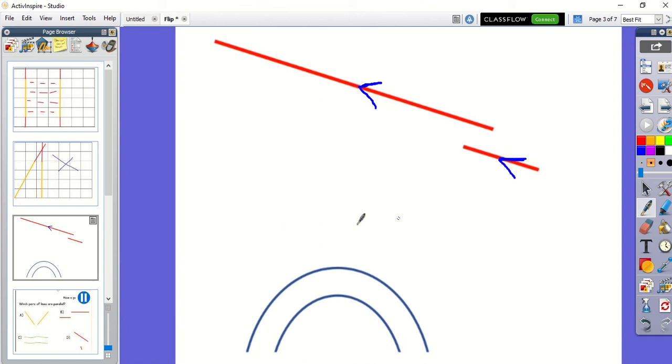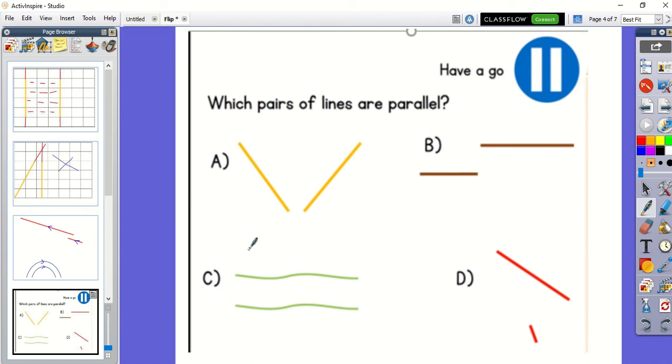Okay? And the same with this one. Even though it bends around, this one also bends around and maintains that same distance between it. So this is also parallel because it maintains an equal distance and it's never going to touch. Okay? So, with that in mind, see if you can tell me which of these lines are parallel.